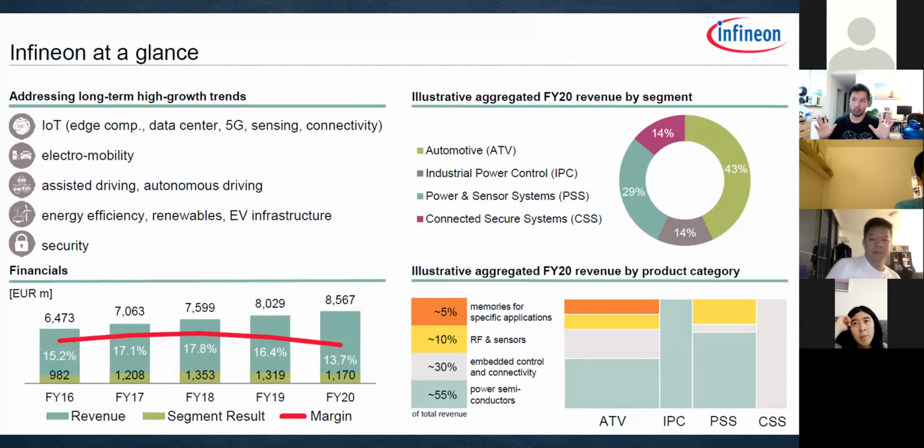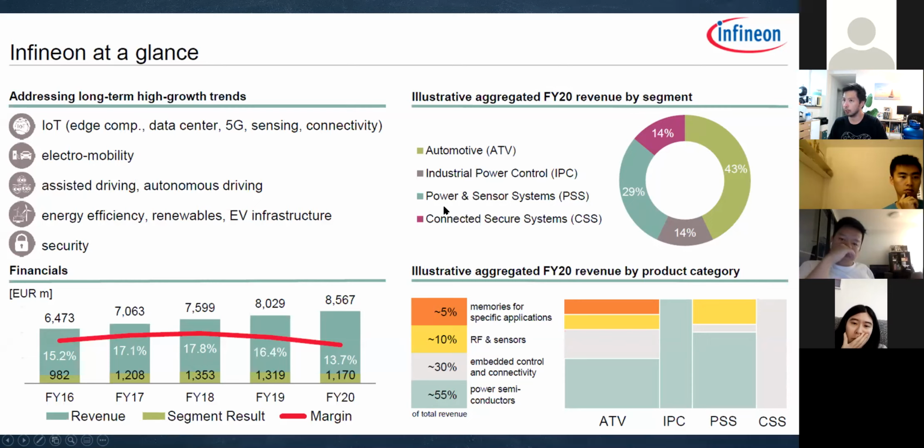So Infineon, at a quick glance, right? If we're talking about a lot of automotive, a lot of advanced adaptive driving systems or something else, they are considered a leader in that. If you see, a lot of their revenue comes from automotive, 43% comes from automotive. Of course, there are other areas that are getting a boost as well, from industrial power control.